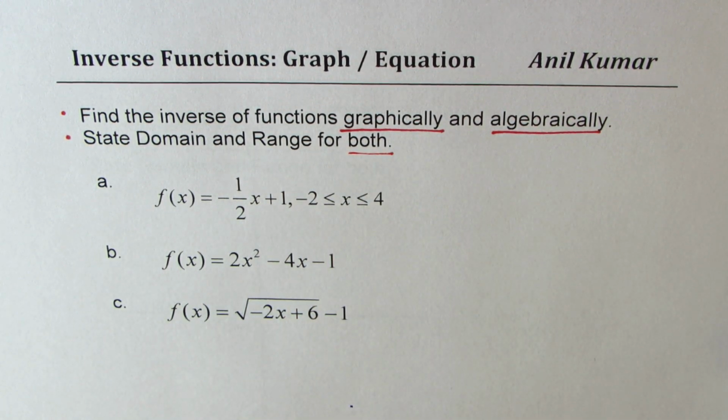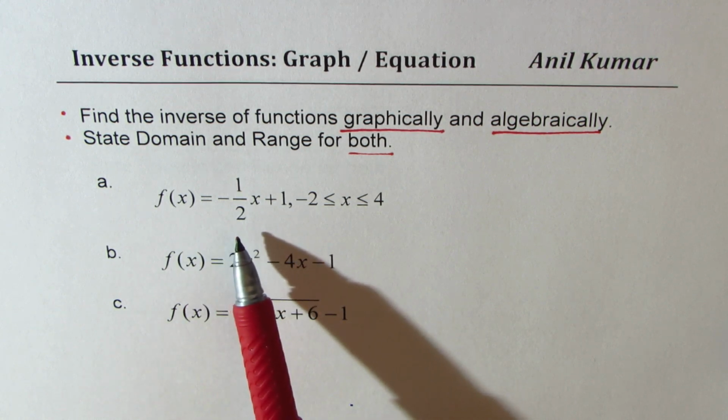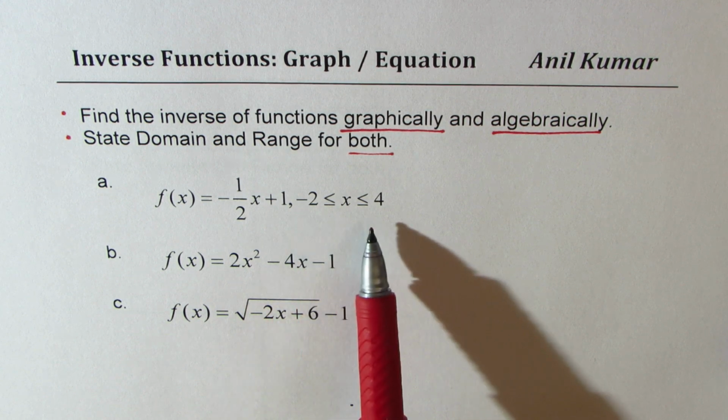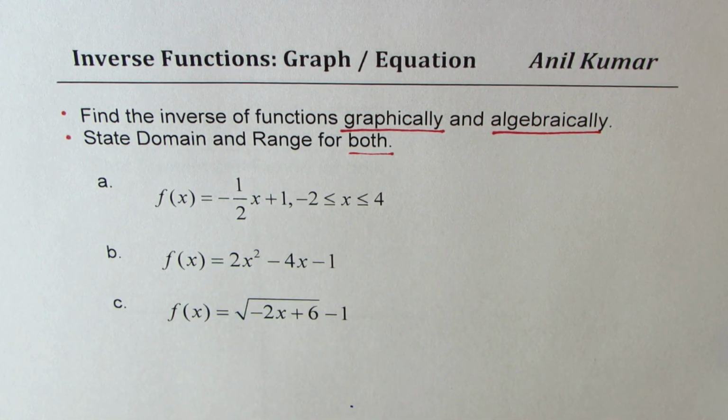We'll consider three functions. First is a linear function, f of x equals minus half x plus 1, where x is between minus 2 and 4. The second one is a quadratic function, f of x equals 2x squared minus 4x minus 1. And the third is a square root function, square root of minus 2x plus 6, minus 1.